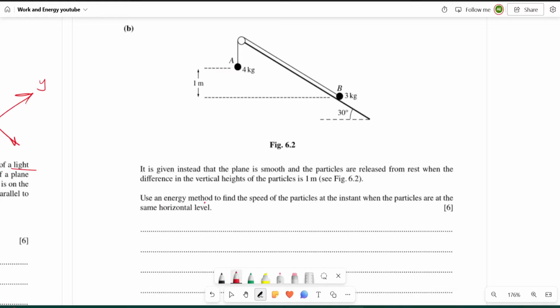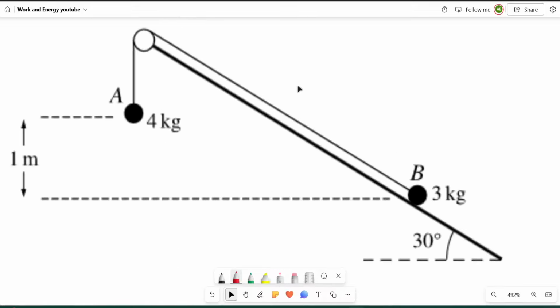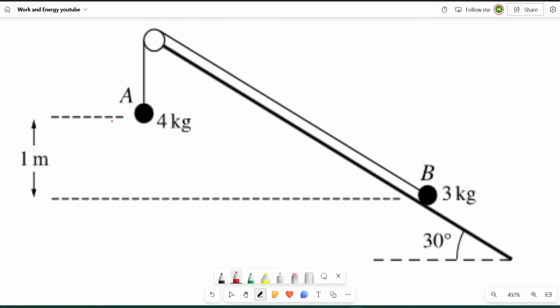The question says, use an energy method to find the speed of the particles at the instant when the particles are at the same horizontal level. This is interesting. Let's think about same horizontal level for a bit. Let's zoom in and have a nice discussion about it. Let's say this is where both particles are at the same level. A moved a little bit down, B moved a little bit up, and they are both at the same horizontal level.